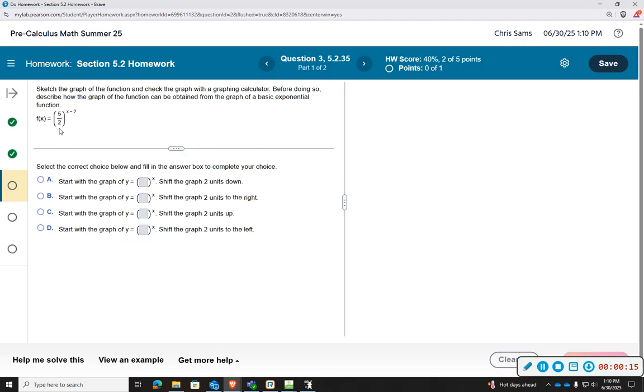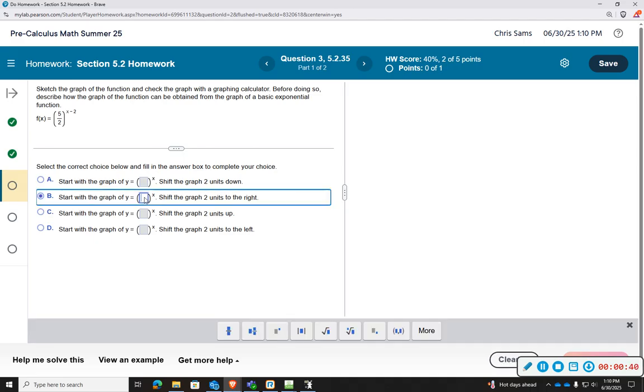So this is 5 over 2, which is 2.5. It's still bigger than 1. What's going to happen in this graph is still exponential growth. It's going to get shifted right 2 units. So that's all we're going to do. Start with the basic graph of 5 over 2 to the x power, and then we're going to shift right 2 units. It's up there with the x. So shift 2 units to the right.